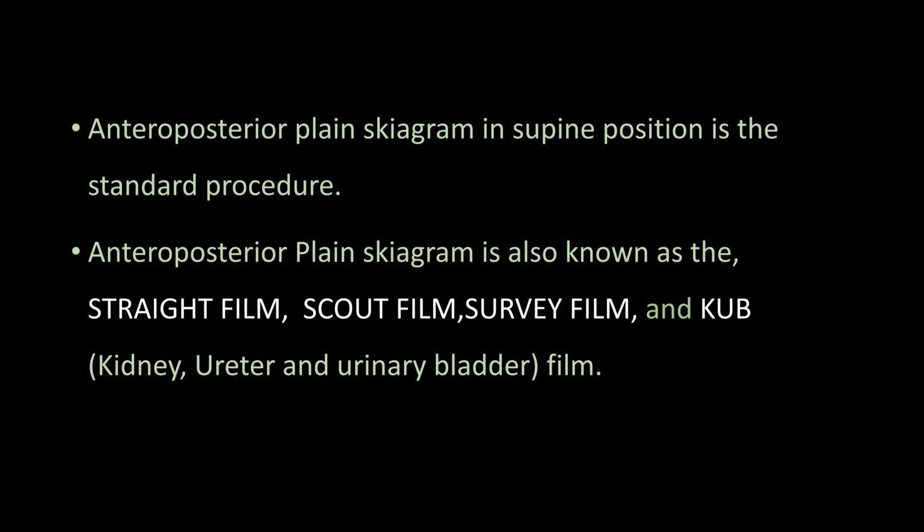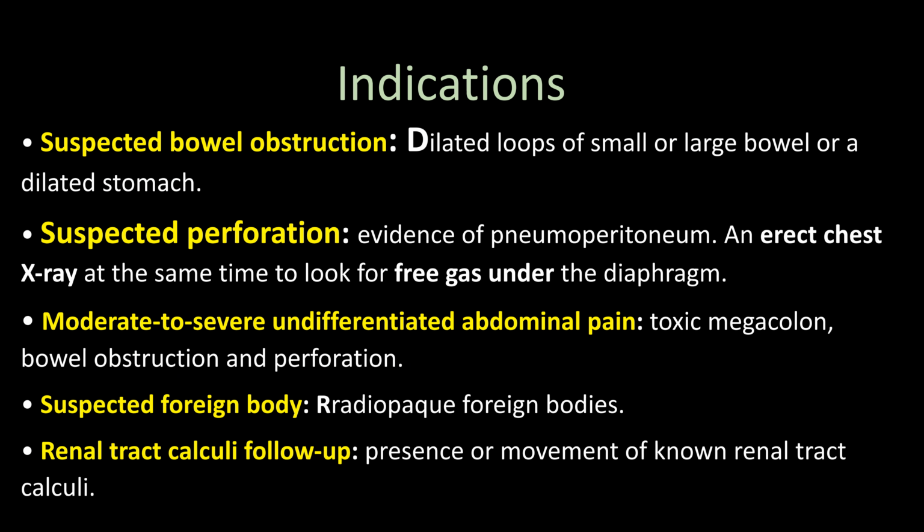In the previous lecture, we discussed how to read abdominal X-ray film, and we know that the anteroposterior plain skiagram in supine position is the standard procedure. It is also known as the straight film, scout film, survey film, and KUB film. The abdominal plain skiagram is indicated for various gastrointestinal abnormalities, various genitourinary abnormalities, as well as for suspected foreign bodies, and in acute as well as chronic abdominal conditions.